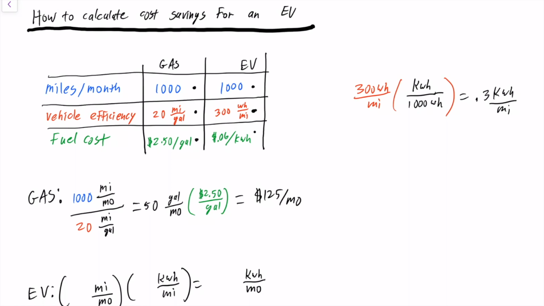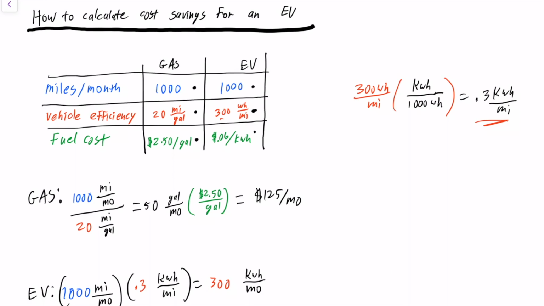So again, we're going to start with the 1,000 miles per month that we drive. Then, in this case, rather than divide it because of the way it's shown, we need to multiply by the 0.3 kilowatt hours per mile, which we got over here by converting the 300. And if we do that calculation, we will find out that we use 300 kilowatt hours per month.